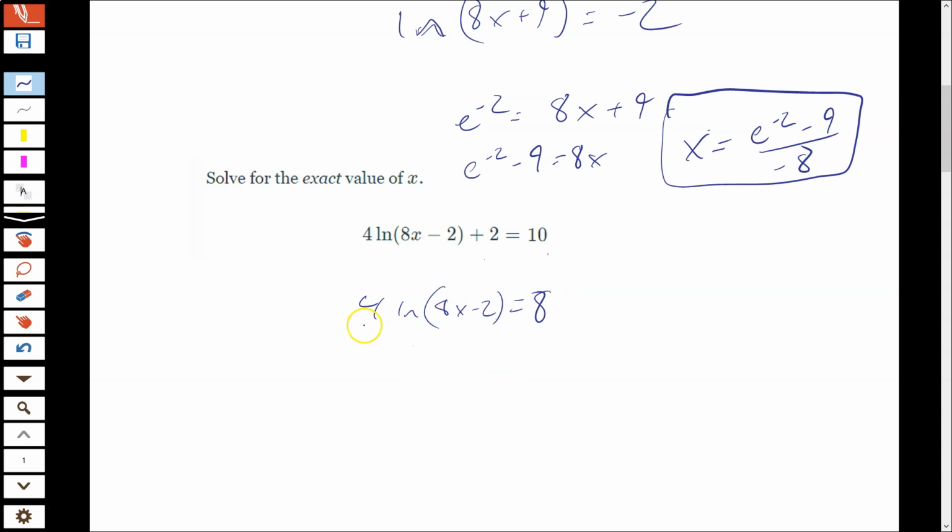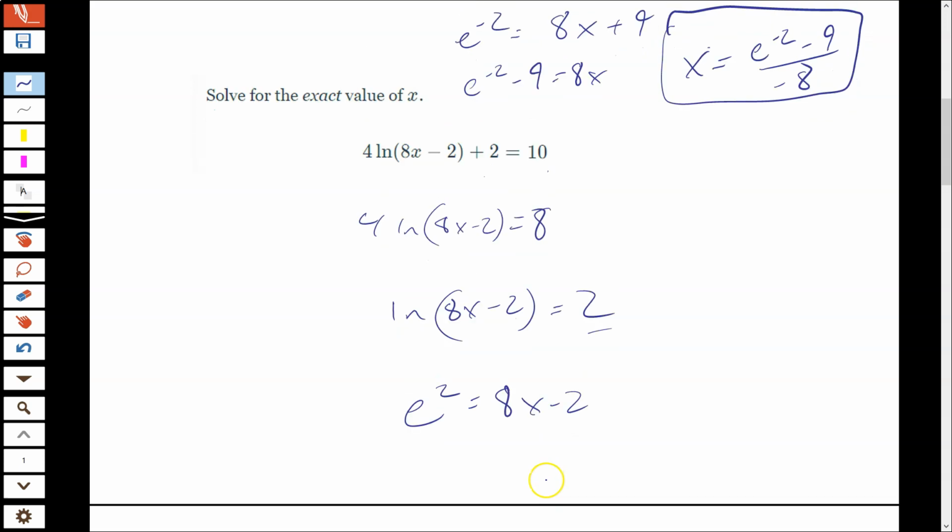So we're going to isolate our logarithm, which means I'm going to subtract 2 on both sides, and then divide by 4 on both sides. And then remember, this is a logarithm base e, so we're going to rewrite this as e to the second equals, what's inside the log? 8x minus 2. And then e I'm going to leave in there, and I just want to isolate x. So I'm going to add 2 on both sides. I get e squared plus 2 equals 8x. And then I'm going to divide by 8, so I'll get x equals e squared plus 2 all over 8.